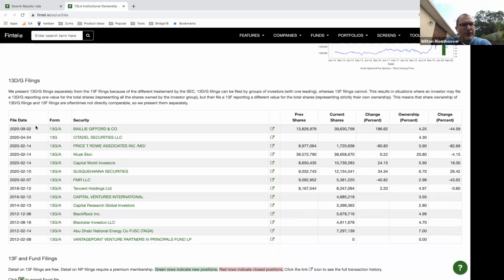13Ds and 13Gs are required by the SEC for any company or any individual or any entity that basically has more than 5% of the shares of a company. So you're almost always going to see BlackRock, and you're almost always going to see Vanguard or Capital World because they're such big funds that they're going to have at least 5% of any large company.